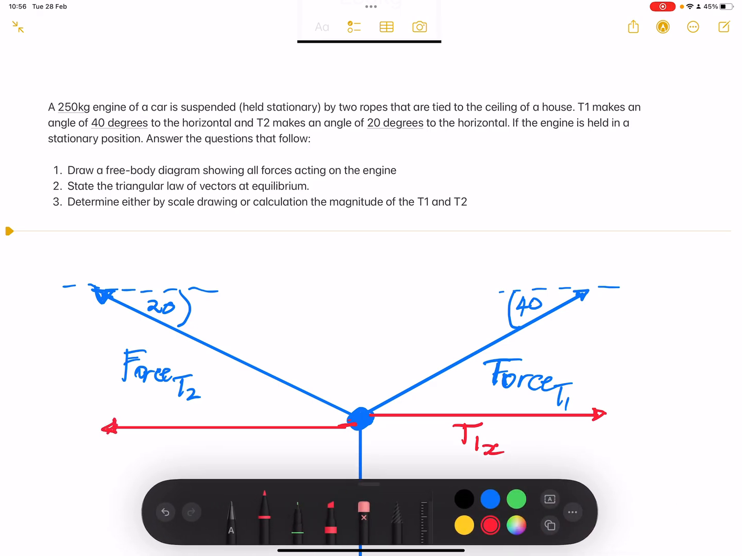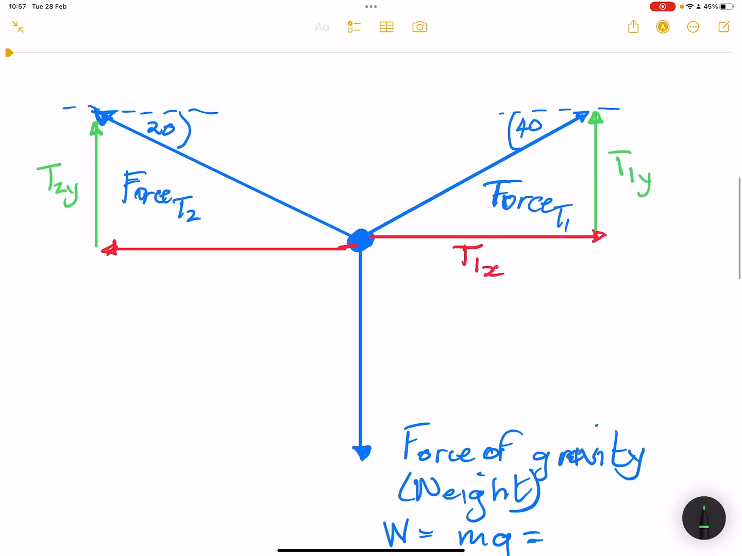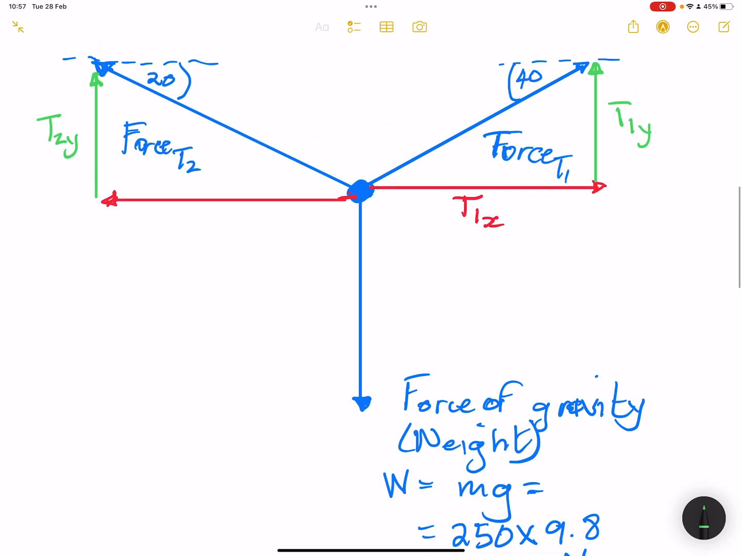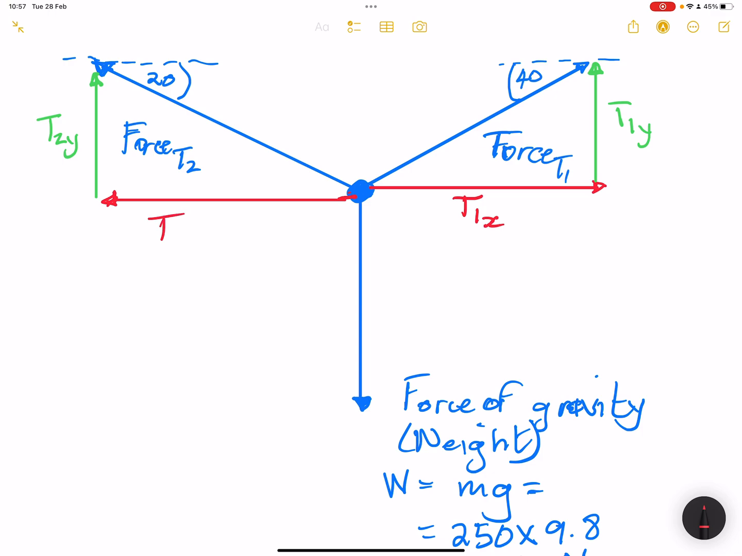But remember that we also have a vertical component. So in this case, there's our vertical component of T1. I'm going to call that T1y. And of course, we've got another vertical component of T2, and I'm going to call that T2y.